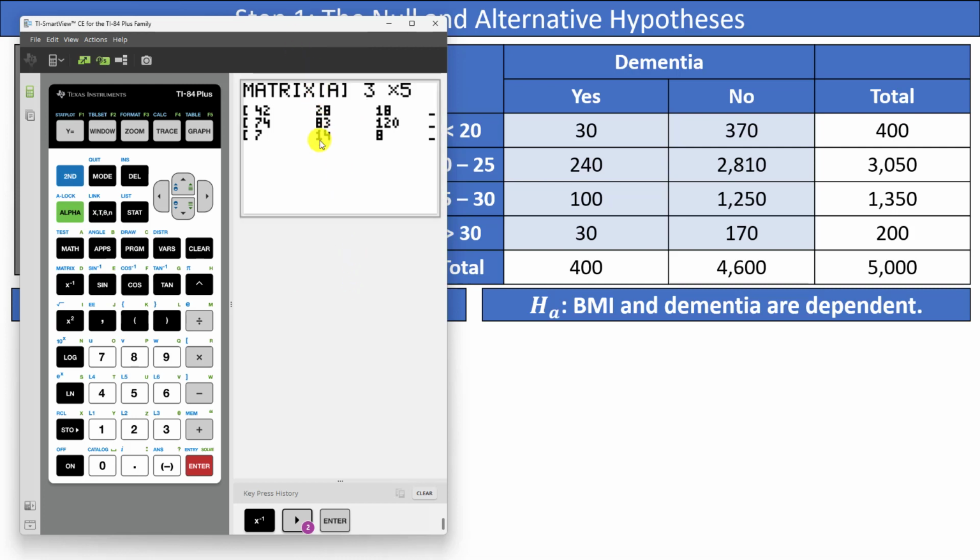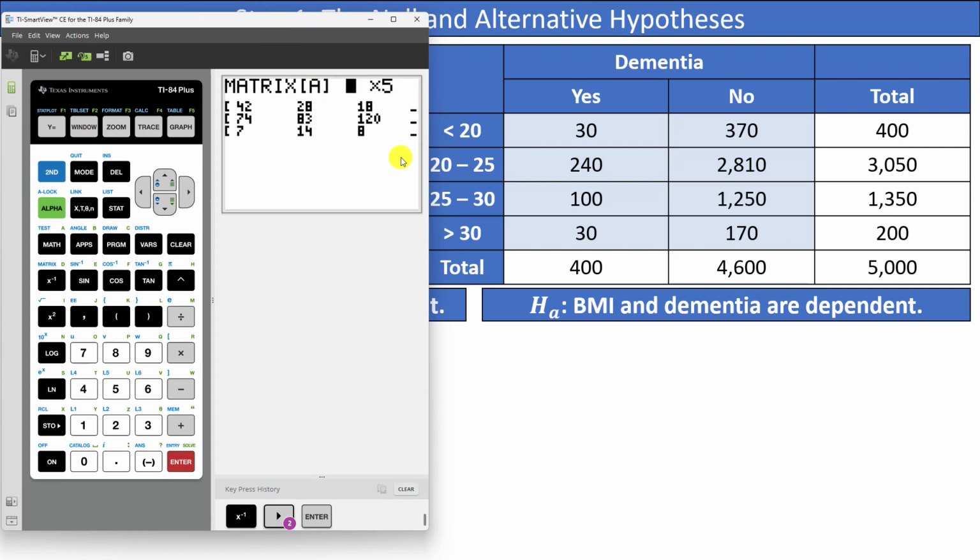Now you want to set the dimensions of the matrix so that it matches this table that we have here, not including the totals. You don't actually need to plug in the totals into your calculator, just all the numbers on the inside of the table, right? So that means that we have 1, 2, 3, 4 rows and 2 columns. So I'm going to press 4, press enter, and then 2, and enter, and that's going to modify this so that I have a 4 by 2 matrix.